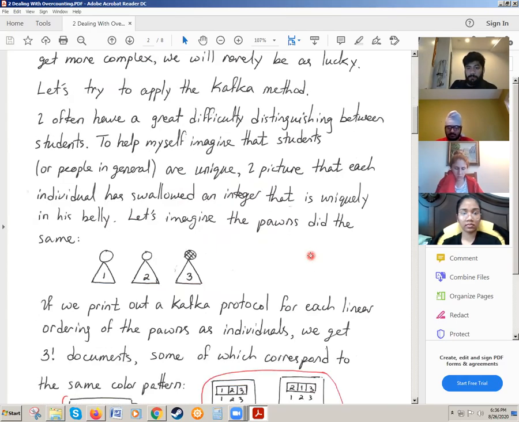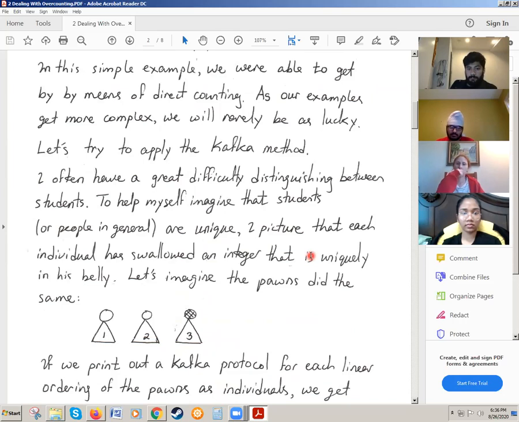So what we have to do now, and this is again the same problem I have with students as I mentioned, is I'm going to try to make those pawns distinguishable. In my head, I imagine that the pawns have swallowed an integer. So this pawn swallowed 1, this pawn swallowed 2, and this pawn swallowed 3, okay? So although I cannot see the difference, it is there. If I see the difference, this number comes in front, and if I can't see the difference, this number is in the belly. Good.